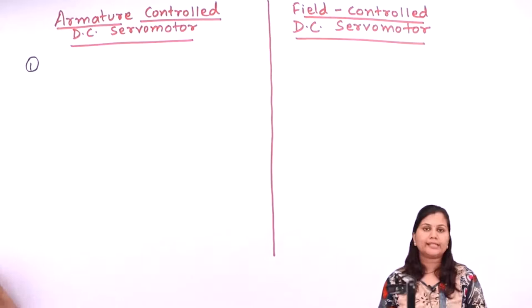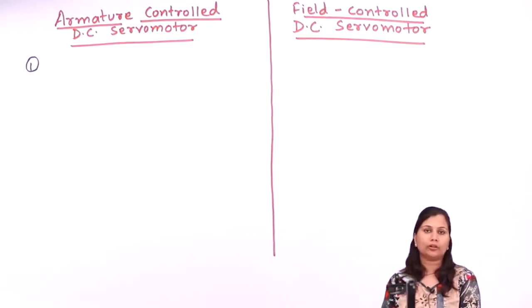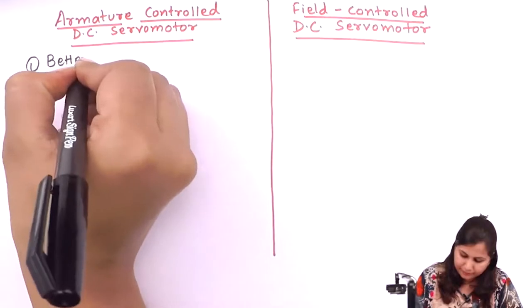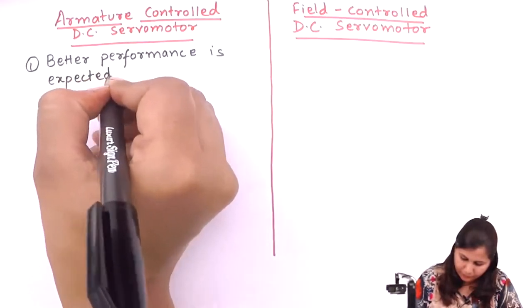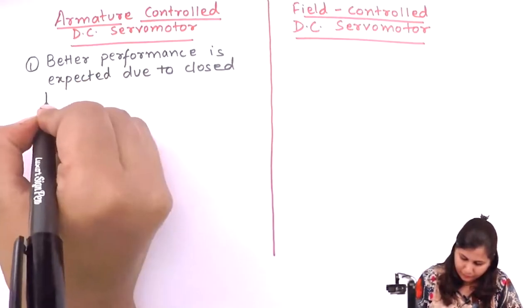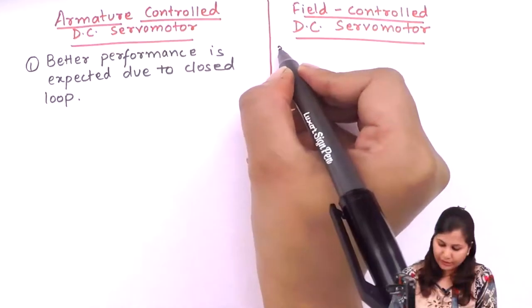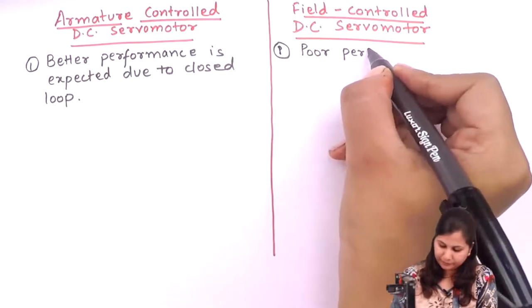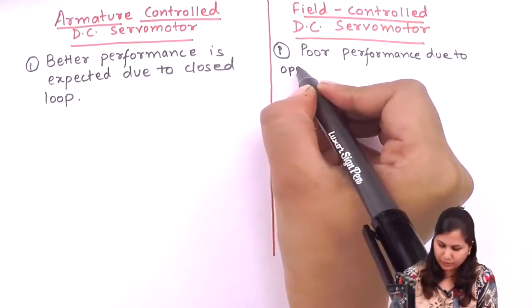So armature controlled DC motor is giving us better performance as compared to the field controlled DC servo motor because it is having a closed loop control system. So armature control is giving better performance because it is having closed loop control diagram, and the field control DC servo motor is giving us poor performance due to open loop structure.